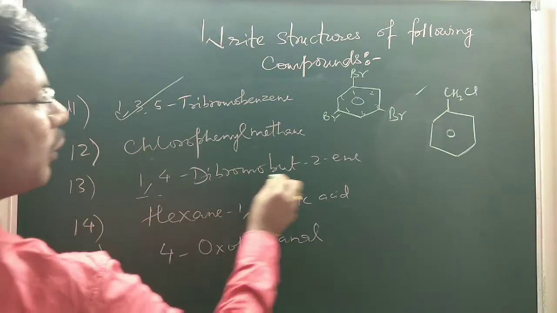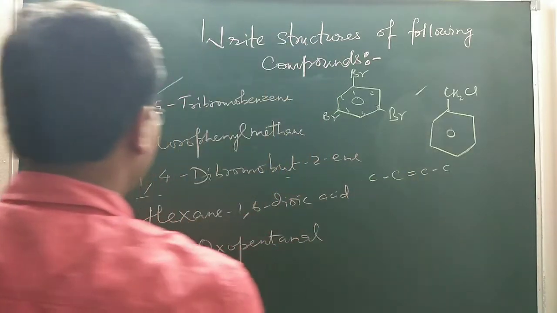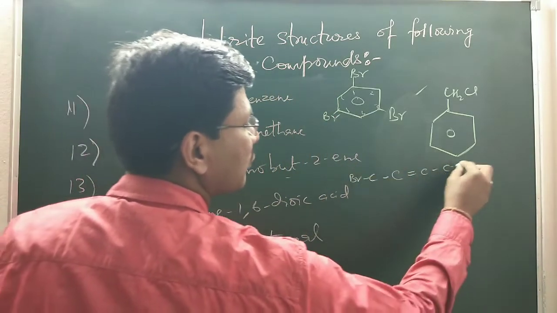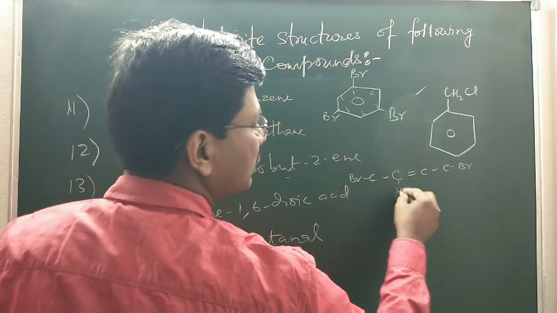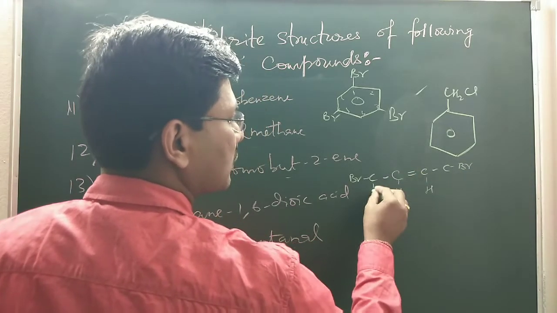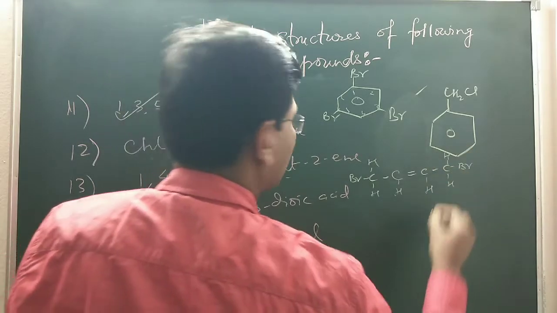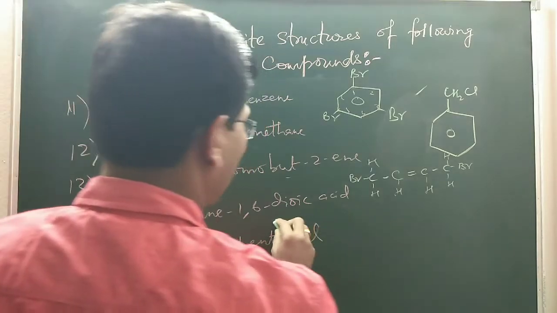Next is 1,4-dibromobutene. First you have to draw butene. So this is butene, and the 1 and 4 positions have bromine. You place bromine at positions 1 and 4, and in the remaining positions you just put hydrogen. So this is 1,4-dibromobutene.